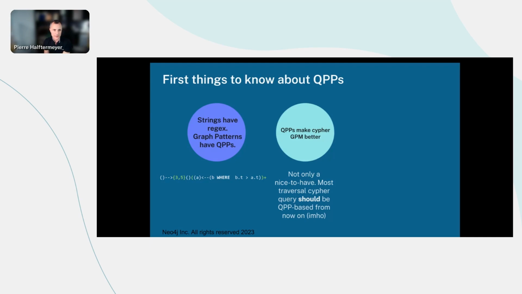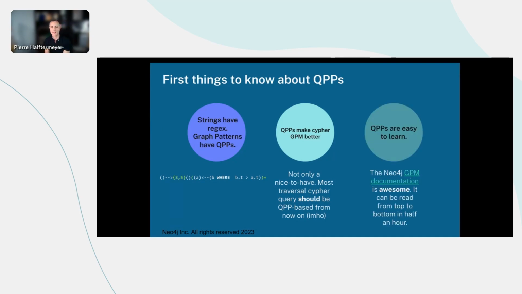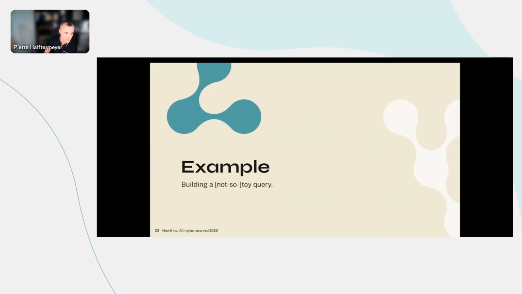They are making GPM better. It's not only a nice to have. Most traversal Cypher queries should be QPP based from now on. This is my opinion. And they are easy to learn. We have great documentation at Neo4j, and in particular, we have great documentation for graph pattern matching and QPP. So please read it. It's a nice piece to read. So I highly recommend it.